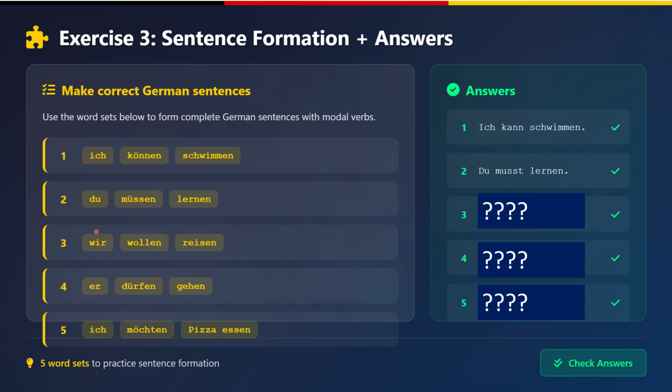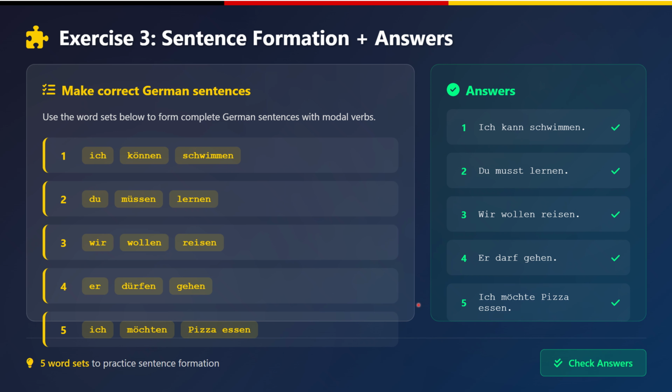Third example, Wir wollen reisen. The correct sentence would be Wir wollen reisen. Fourth example, dürfen gehen. The correct sentence would be darf gehen. Fifth example, Ich möchten Pizza essen. The correct sentence would be Ich möchte Pizza essen.